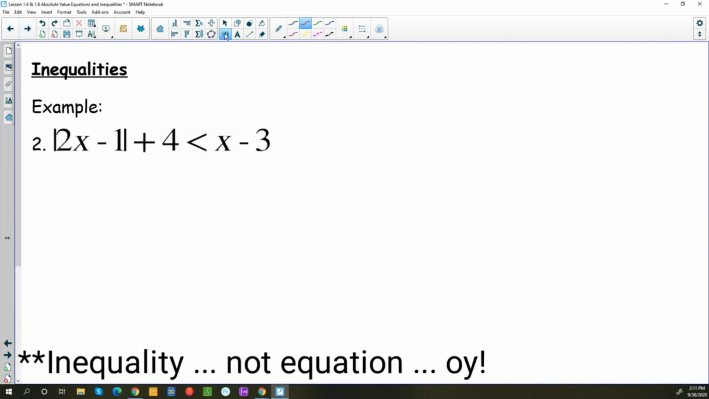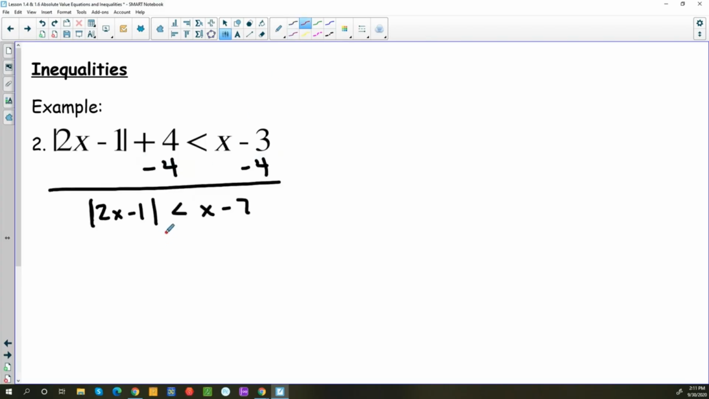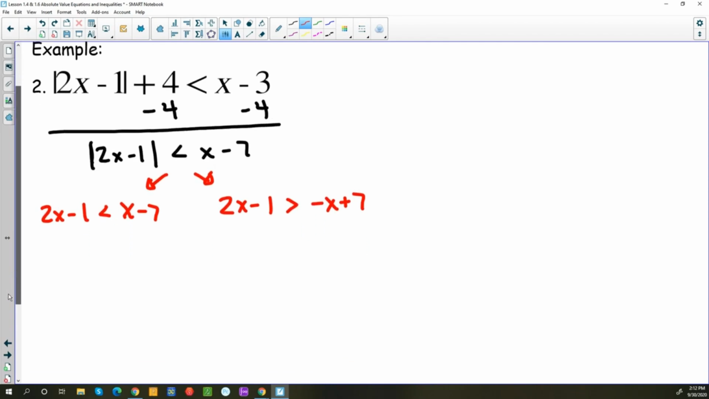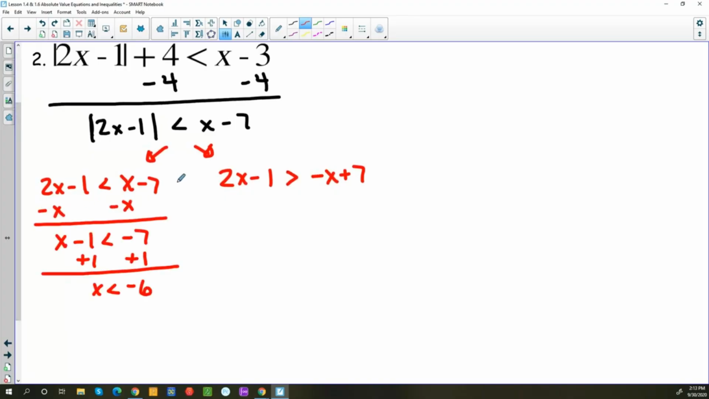So now we have this equation, our last example. We're going to subtract 4 first. Now that we've isolated our absolute value, we want to split. One of them is the opposite. So we have 2x minus 1. We're going to have a -x plus 7. And then the new idea is when we do this for an inequality, we have to flip the sign. So our less than becomes greater than. So now we're going to go through and solve this as we normally would.